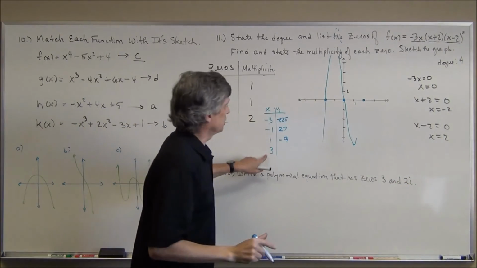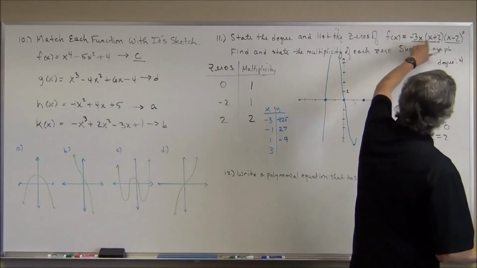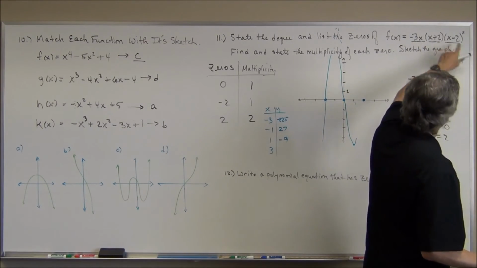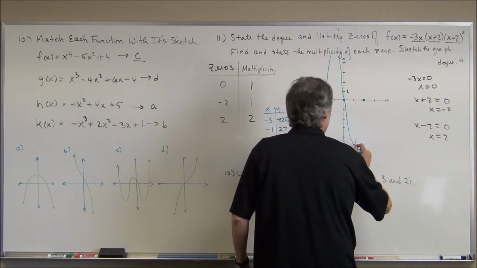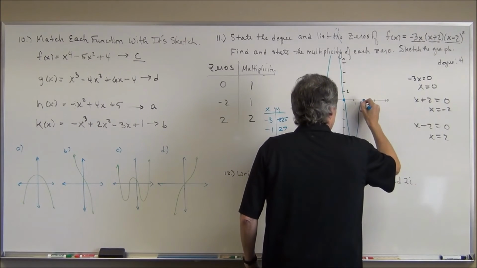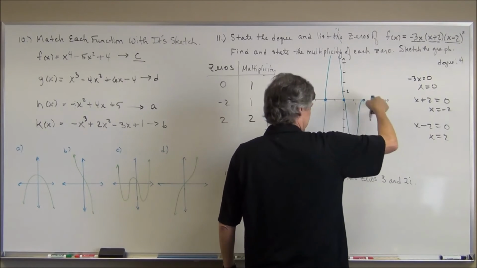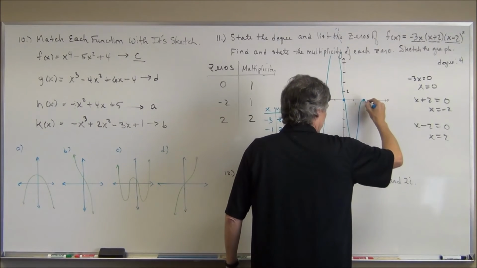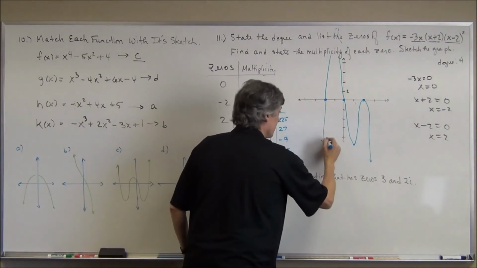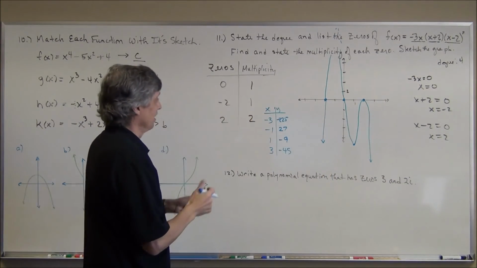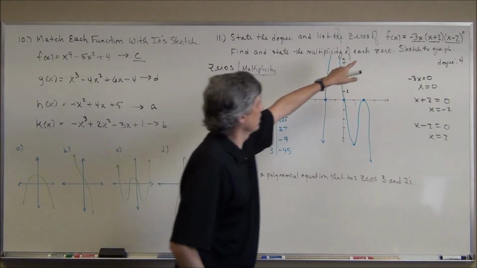Let's plug in 3 just to show you. That would be negative 9 times 5 is negative 45 times 1 is negative 45, so that is way down here. So this thing comes up, make it a curve, not connect the dots with line segments, and then tails back down like that. And that is a pretty rough sketch of what this polynomial would look like.